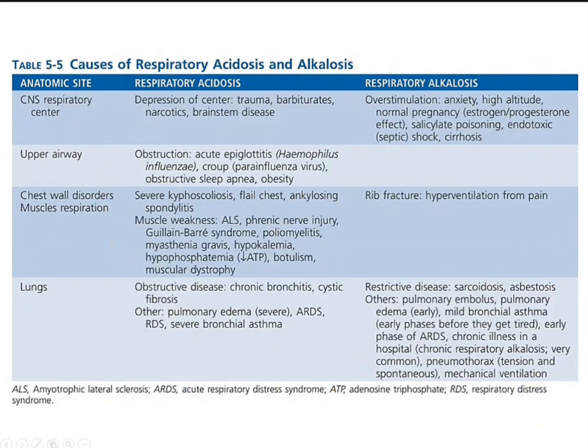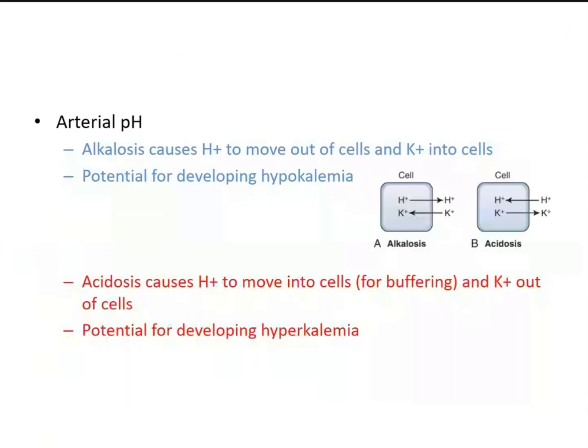So these are the causes of respiratory acidosis and causes of respiratory alkalosis. So when there is hypoventilation, respiratory acidosis, obstructions in the chest wall or the muscles, neuromuscular disorders, in respiratory failure, obstructions in the lung, COPD and all, in all these things you will find respiratory acidosis. Respiratory alkalosis: overstimulation, anxiety, high altitude, pregnancy, salicylate poisoning, hyperventilation due to pain, restrictive diseases, all these things cause respiratory alkalosis when they are washing out the CO2 that is there.